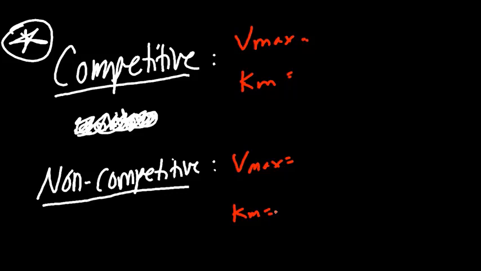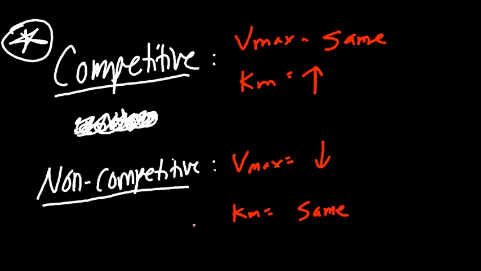Okay, so competitive inhibitors. The Vmax for a competitive inhibitor is not going to change. So it'll stay the same. Our Km, on the other hand, will increase. Remember when I said the Km increases, the affinity decreases. Then for a non-competitive inhibitor, our Vmax will decrease, while our Km stays the same.